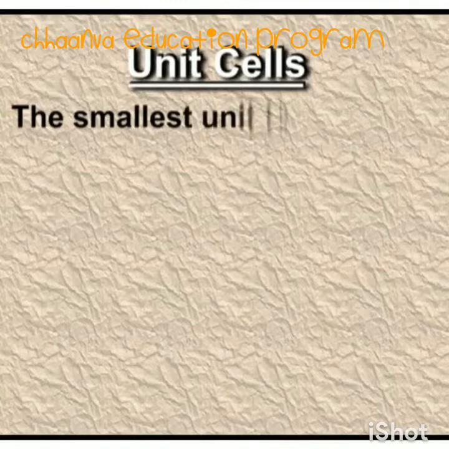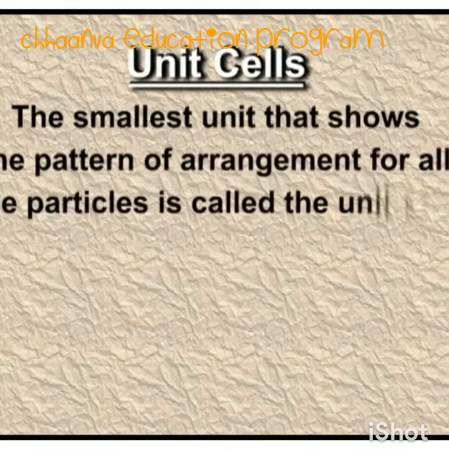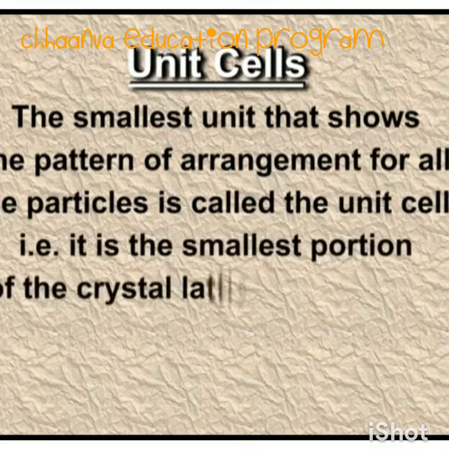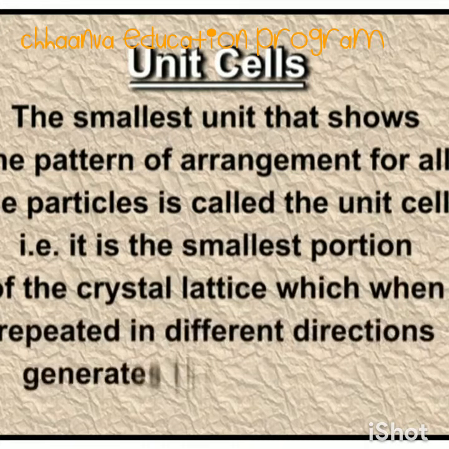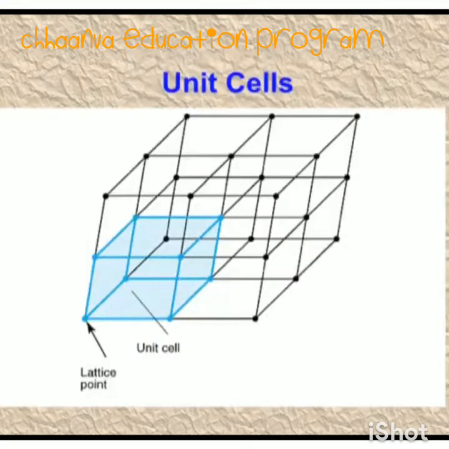Let's define unit cell. The smallest unit that shows the pattern of arrangement for all the particles is called the unit cell. That is, it is the smallest portion of the crystal lattice which, when repeated in different directions, generates the entire lattice. Here in the picture you can see the blue shaded portion is a unit cell. It is repeated in three dimensions, and we are getting the entire crystal lattice.